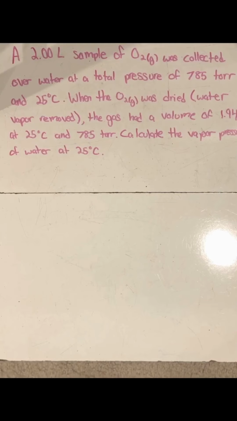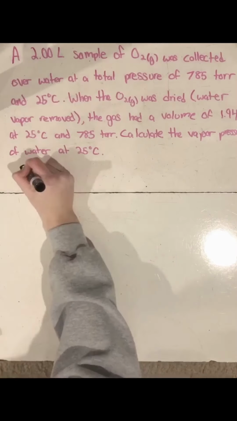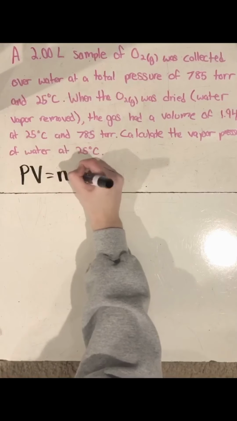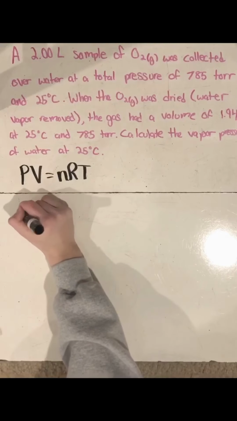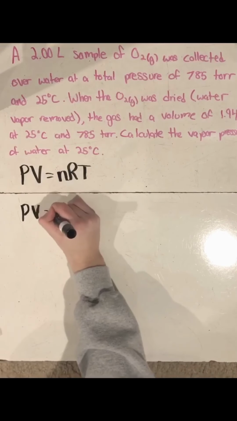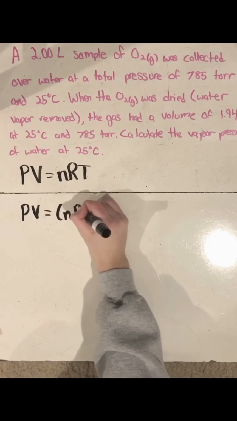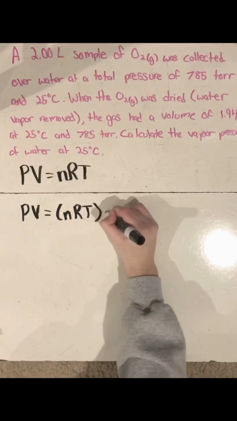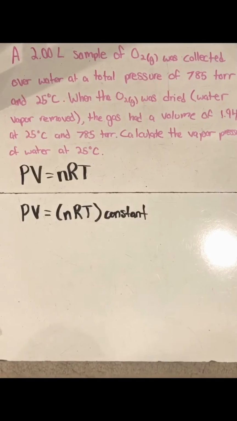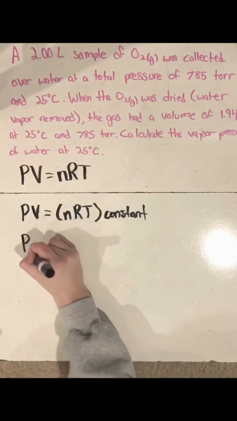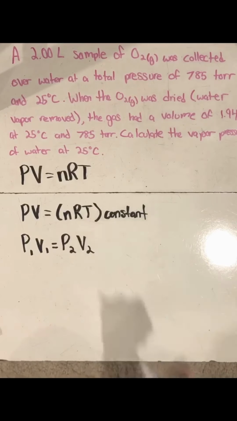For any sample of gas, there is a relationship between the quantity of that gas, its temperature, its pressure, and its volume. This relationship can be represented by the ideal gas law, or PV equals nRT. Within this law, there are 4 other laws, one of which is Boyle's law. Boyle's law states if quantity and temperature are constant, volume and pressure of a gas are inversely related. This can be written as PV equals nRT constant, which can then be converted into P1V1 equals P2V2.